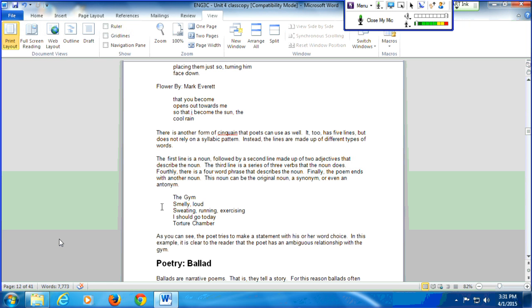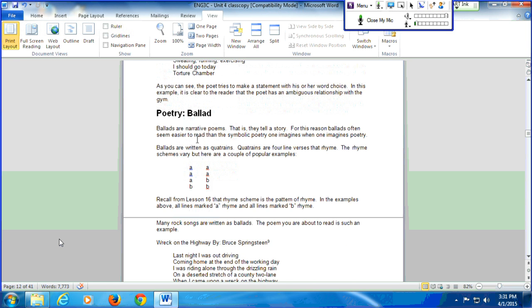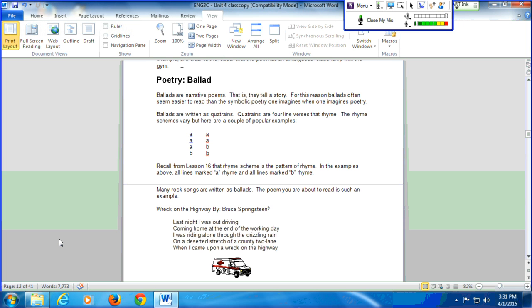Our third form we're going to look at is ballads. So it says ballads are narrative poems. That is, they tell a story. For this reason, ballads often seem easier to read and understand than the symbolic poetry that one imagines when one imagines poetry. Ballads almost always rhyme together as well.